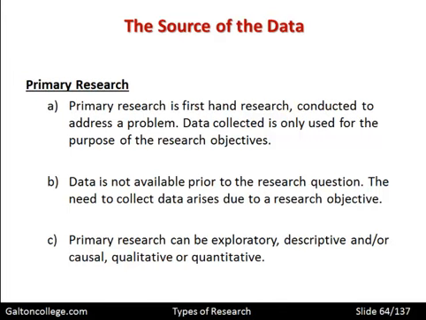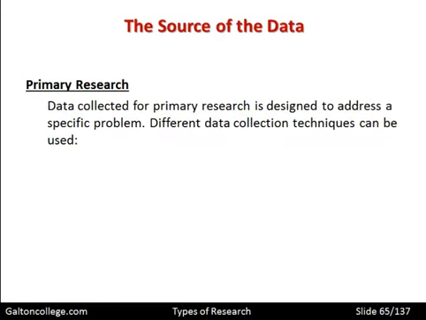Or it could be quantitative. It could go out and collect data in a particular market. How many items were sold, what the particular price, how many shops sold how many and at what prices. That's quantitative. It's collecting numerical data. It's still primary research. Data collected for primary research is designed to address a specific problem. It's aimed at solving a particular problem, answering a particular question.